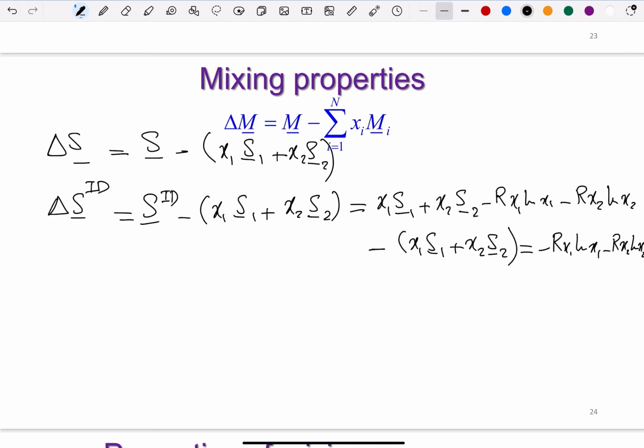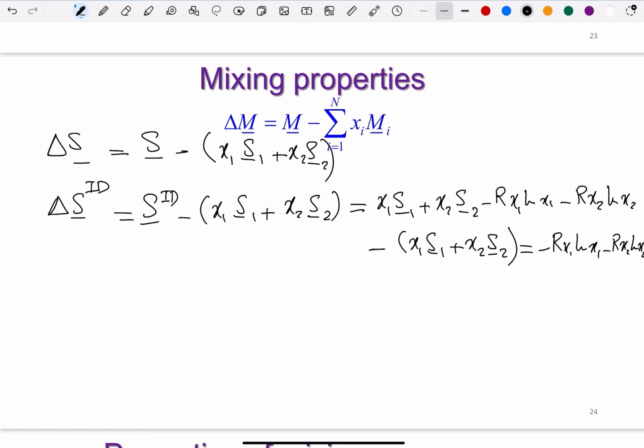Stop me if you have a question, okay? If you don't stop me, I will go fast. So you need to be able to distinguish these two types of properties that we define. One is the excess, real minus ideal case. Another one is the change of that property upon mixing. Always we consider the pure component as a reference point.